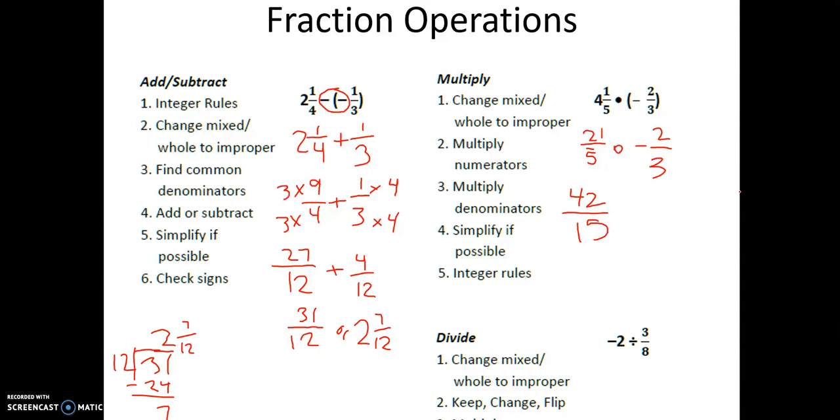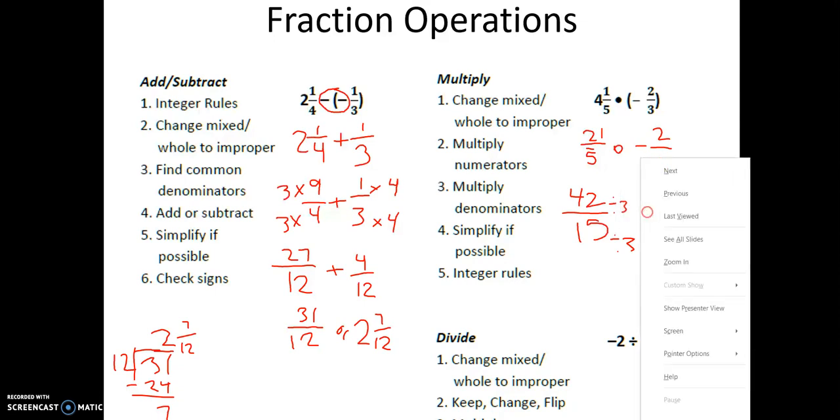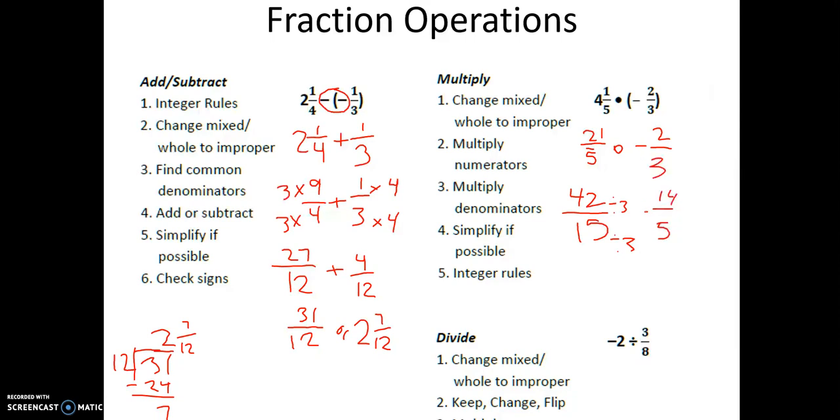The trick with 3 is if we add 4 plus 2, the digits, that gives us 6, and because 3 will go into 6, it also means that 3 is going to go into 42. And so that's just one of our little tricks that we have. So 3 will go into 42 14 times, and 3 will go into 15 5 times. Okay, and then integer rules: it's a positive times a negative, so my answer is going to be a negative 14 fifths.